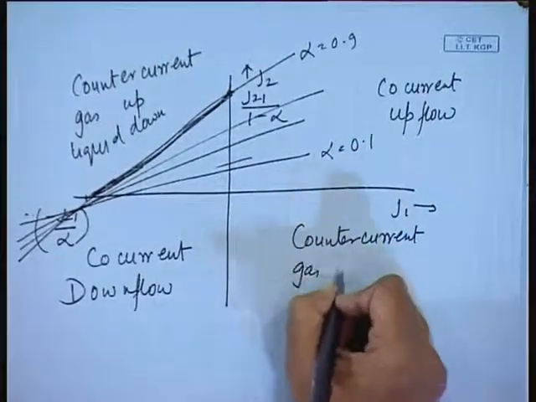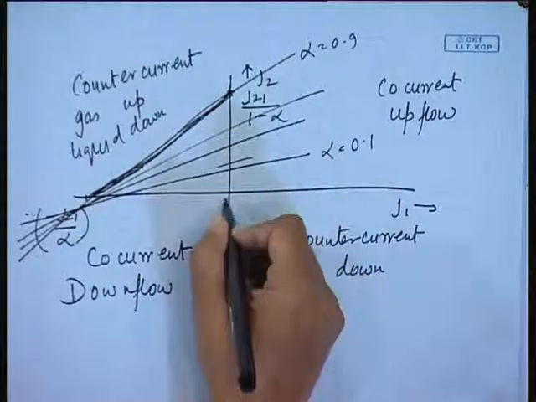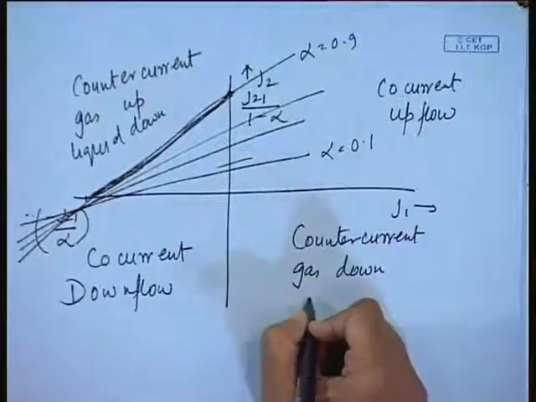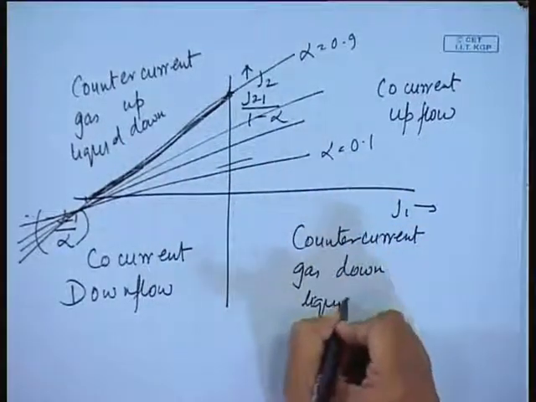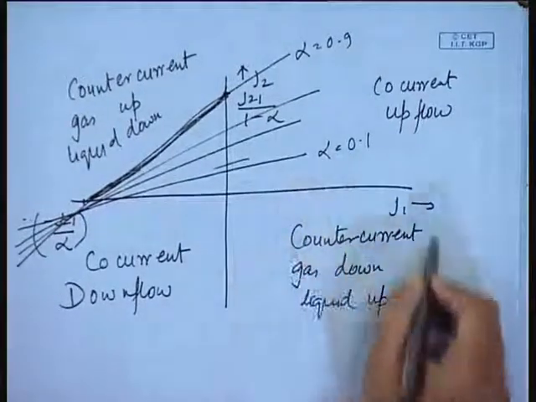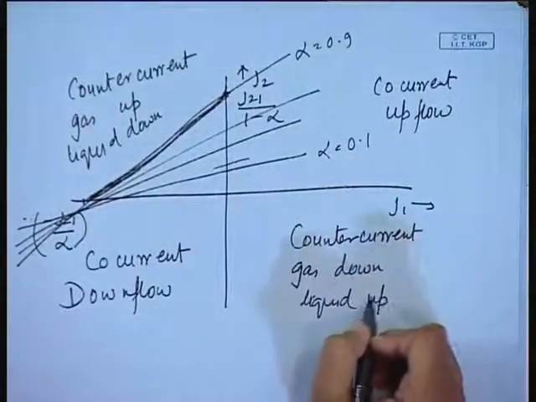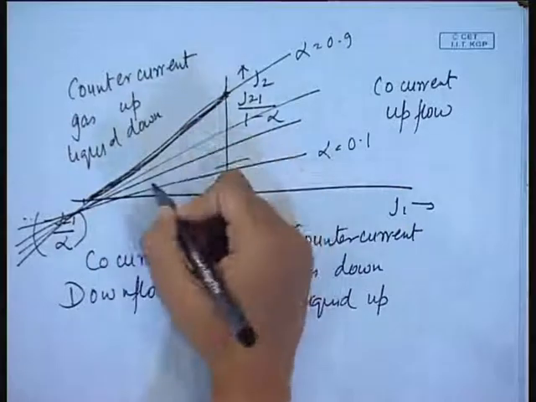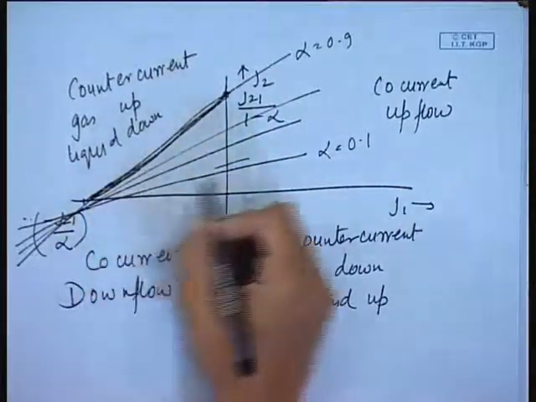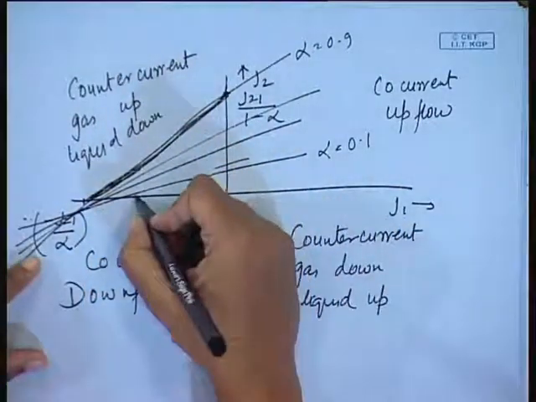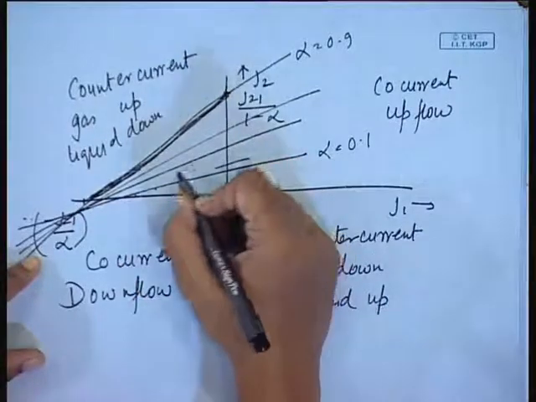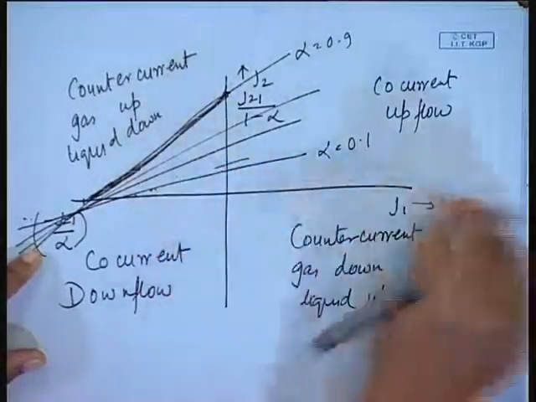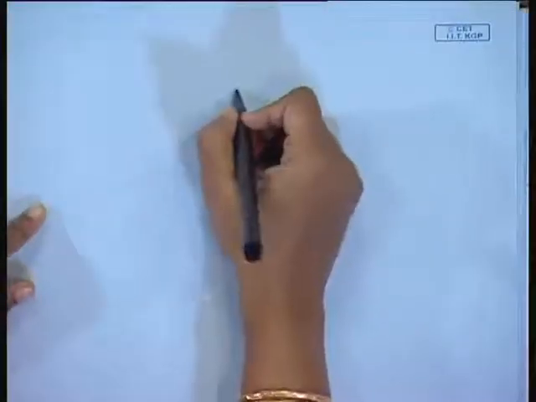Here it will be counter-current with gas down, J2 is negative, J1 is positive and liquid is up. Here no solution is possible. I could not draw this one very well, but if you draw it, you will find that more or less all these lines for different alpha are going to coincide under different conditions. It will be sort of this, more or less, if you draw it.